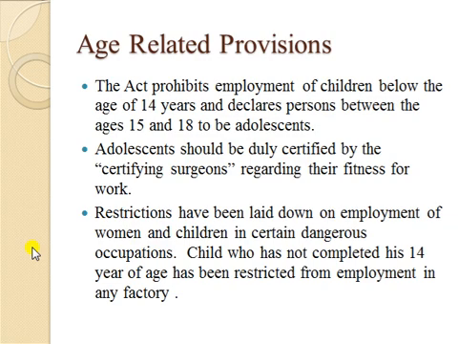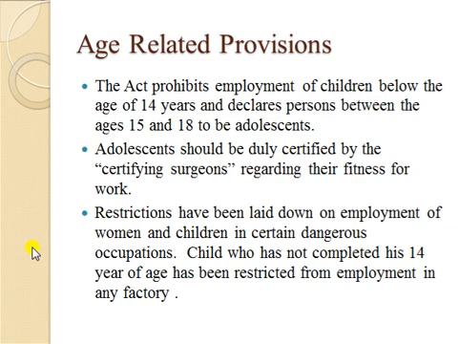These are age related provisions and we hear about them from time to time. So no child labor is allowed in these factories. So what is the provision? Children below the age of 14 years are prohibited, and the Act declares persons between 15 and 18 as adolescents. For that there is a provision: there must be a certificate from a certifying surgeon declaring their fitness.